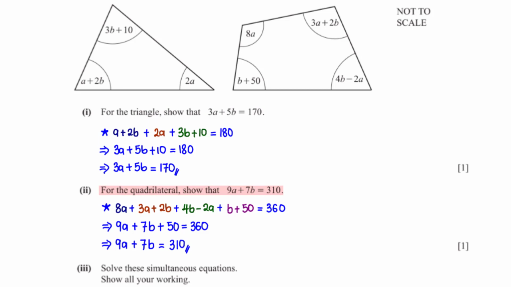For the quadrilateral, show that 9a plus 7b equals 310. The sum of the angles in the quadrilateral should add up to 360 degrees. And so 8a plus 3a plus 2b plus 4b minus 2a plus b plus 50 should be equal to 360 degrees. 8a plus 3a minus 2a is 9a, and 2b plus 4b plus b is 7b. When we subtract 50 from both sides, we have 9a plus 7b equals 310.